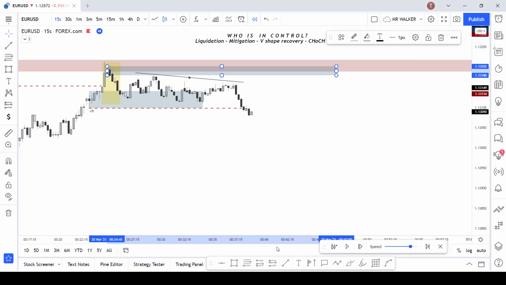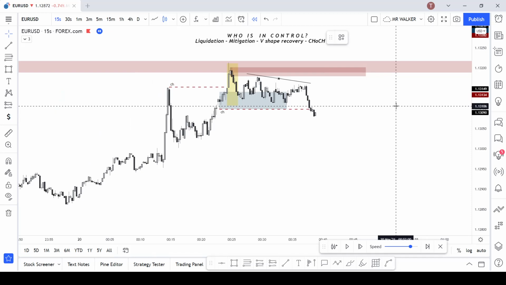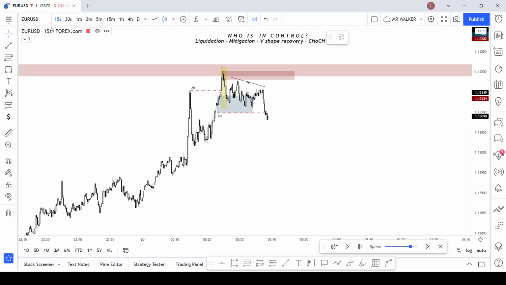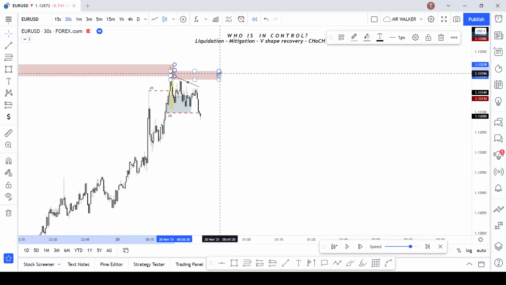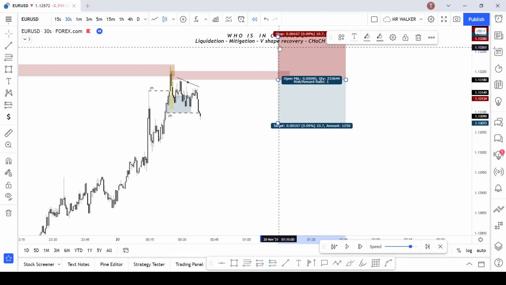So here we draw out our supply, and let's make the supply less. Oh my god. Come on. Load, please load. Okay, it's loaded. So now we can put our.